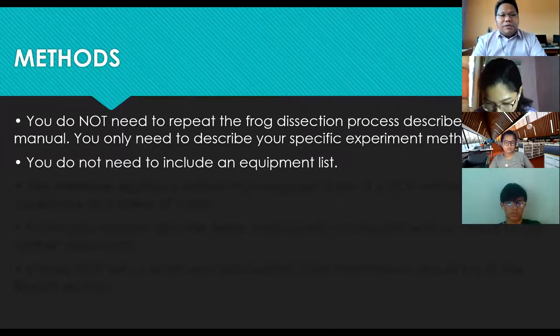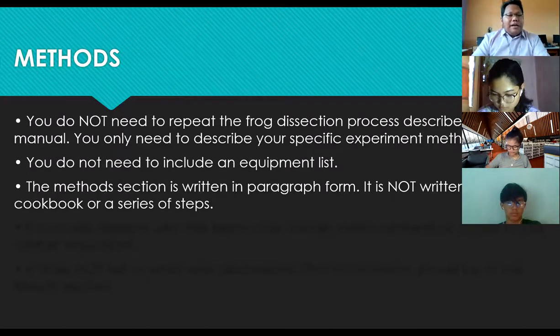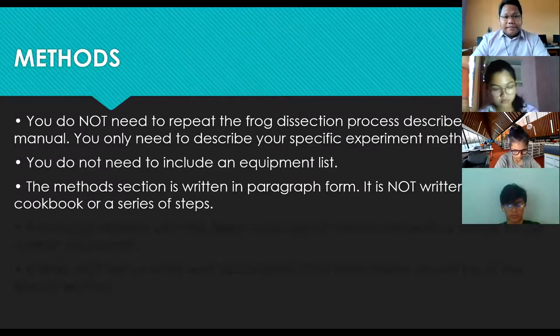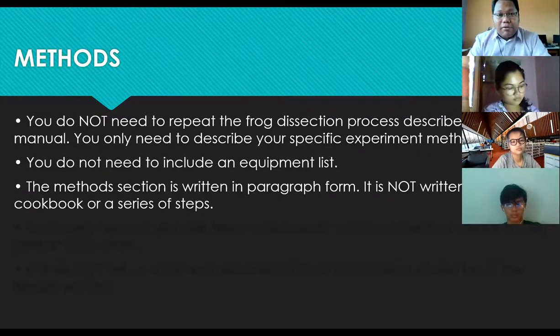You don't have to say tools and equipment used. Number one, beaker. Number two, this. Number three, no. There's no need for a listing to be done. Because then again, what you'll do will mention what ingredients, what tools, what materials were actually used. And most importantly, the method section is written in paragraph form. It is not going to appear like a cookbook or a series of steps. Narrative paragraph form, not numbered like how a recipe book or a cookbook looks like.